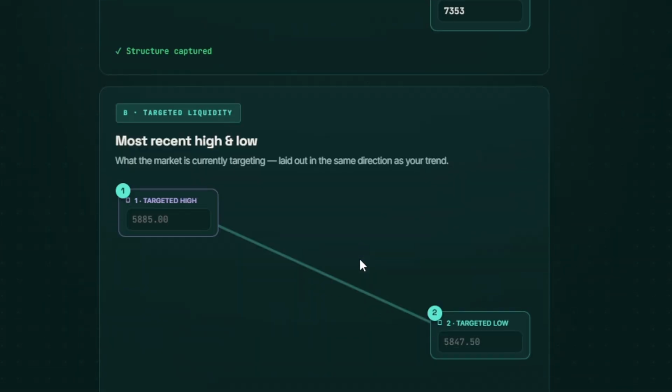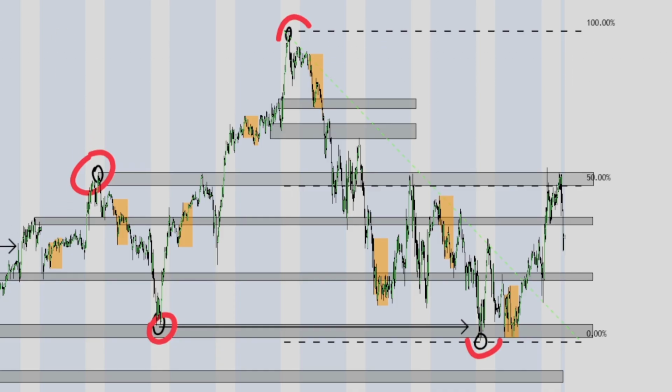Once we've typed in our high and low, it will then prompt you to type in the most recent high and low, right? So first is structure. So let's quickly go back to our understanding over here. So first we have market structure, right? So let me just type that in here.